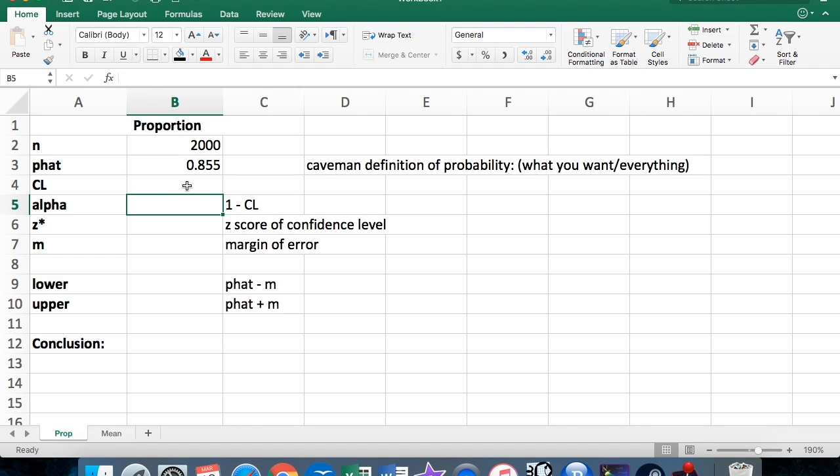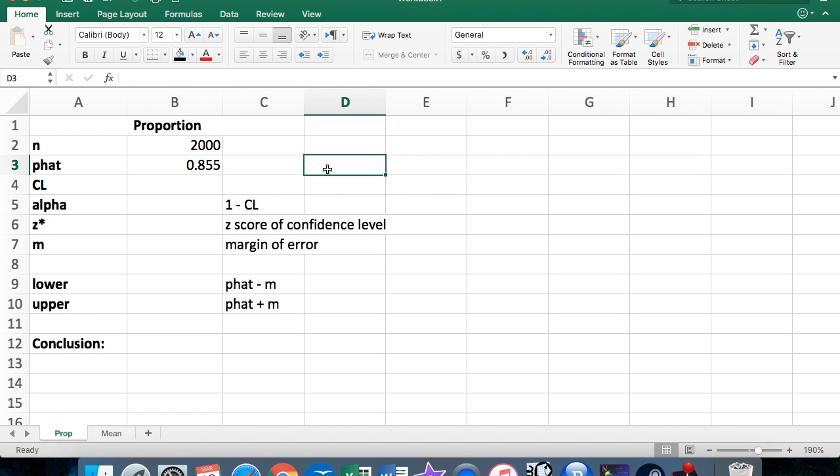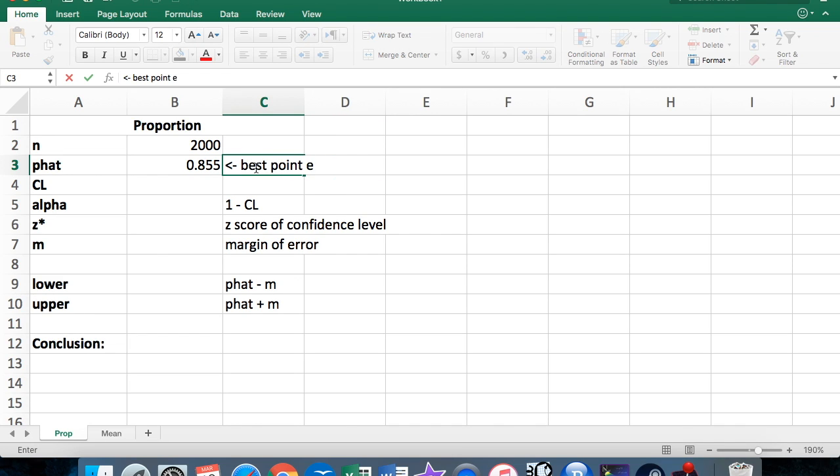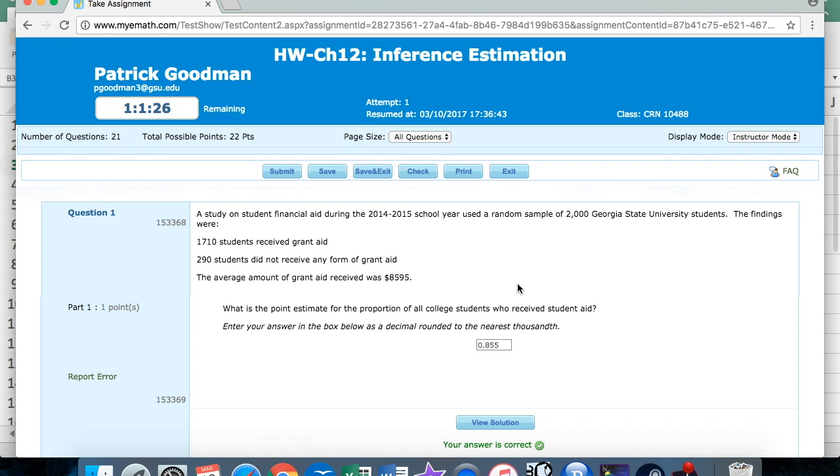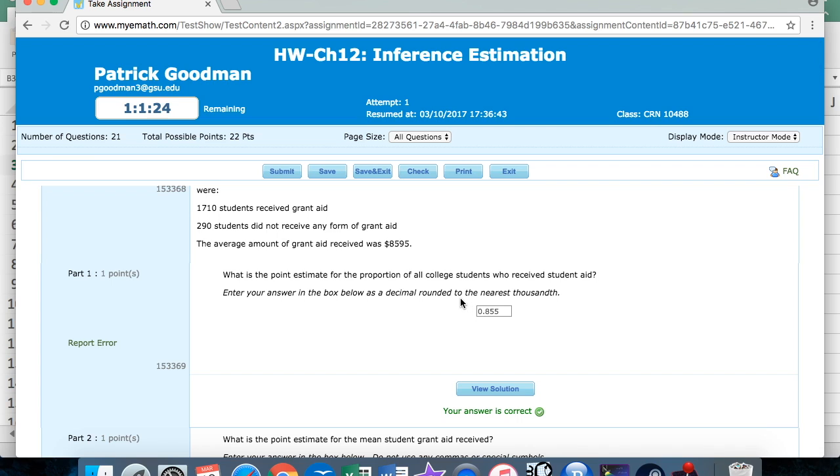Okay? So that's all we have right now. So our best point estimate for the population proportion P is your sample proportion P hat. So you would copy this, throw it in there, and you see it's the same thing.